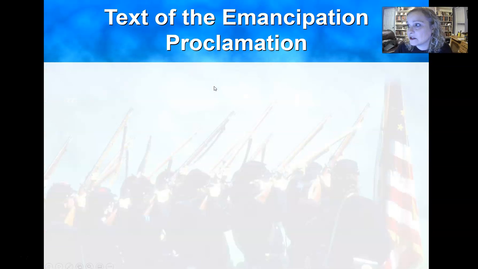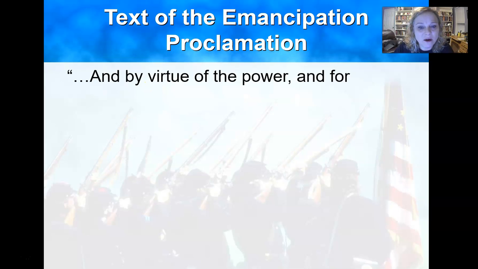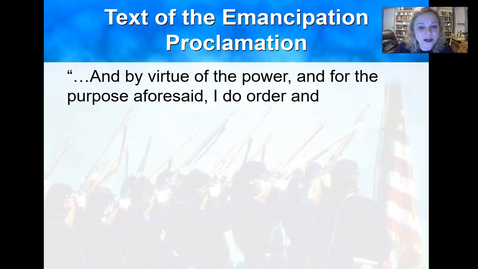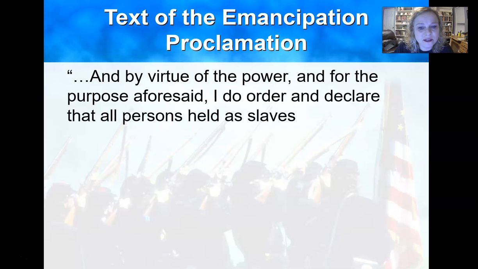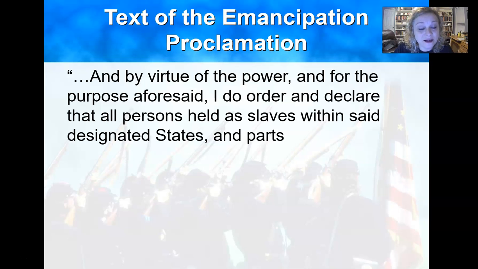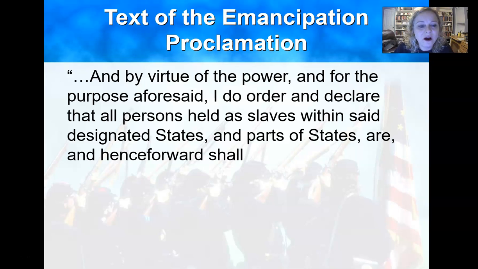And I think I've got some text here of the Emancipation Proclamation. Some of the words that I think are the most important, okay? And I will actually put a link here for the Emancipation Proclamation so you can visit the full text of it. It is not a long document. Okay, and by virtue of the power and for the purpose aforesaid, I do order and declare that all persons held as slaves within said designated states and parts of the states are and henceforth shall be free. Okay, so within designated states, those are the ones that are rebelling.